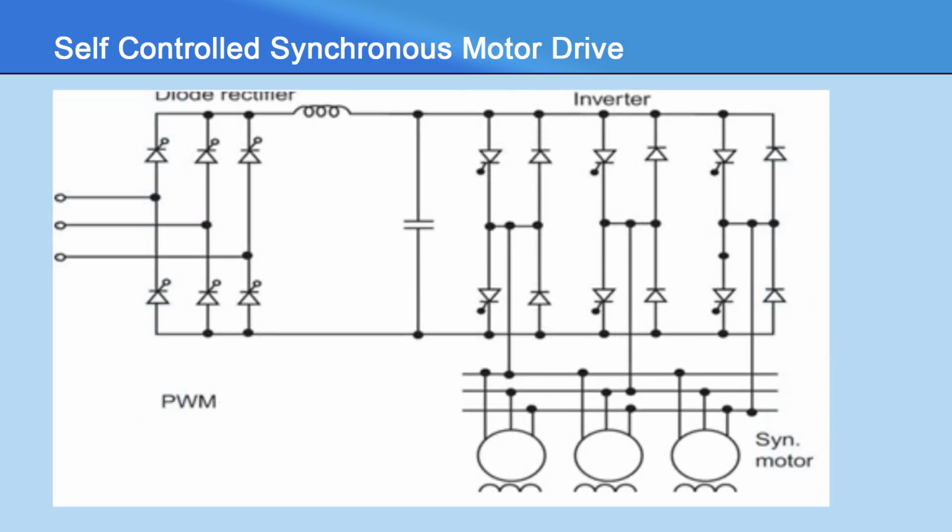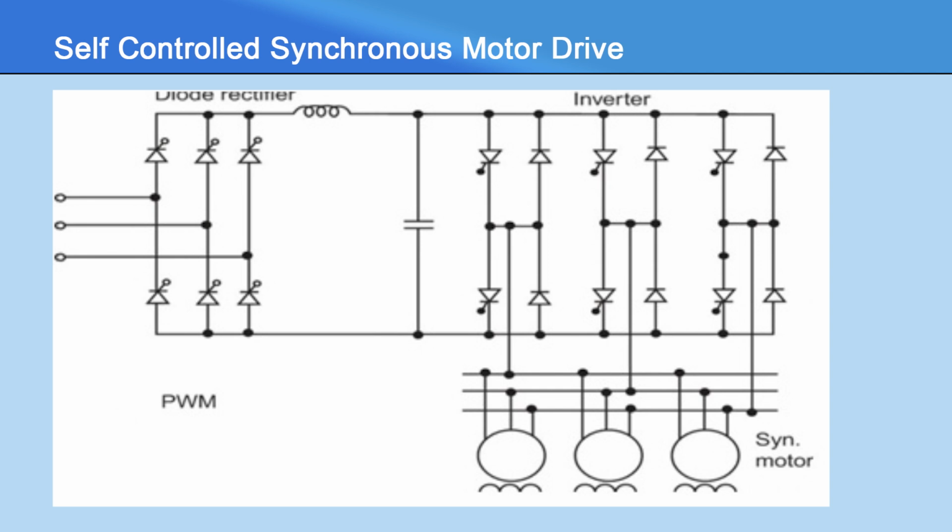When a self-controlled synchronous motor drive operates at leading power factor, thyristors of the load side converter can be commutated by the motor induced voltage in the same way. As thyristors of a line commutated converter are commutated by line voltages, commutation of the thyristors by induced voltage of the load, here the load is motor, is known as load commutation.